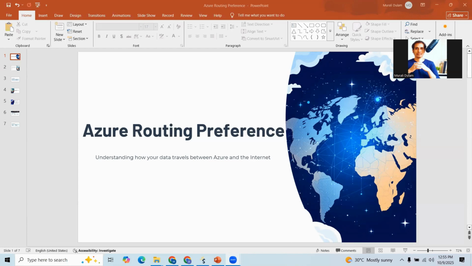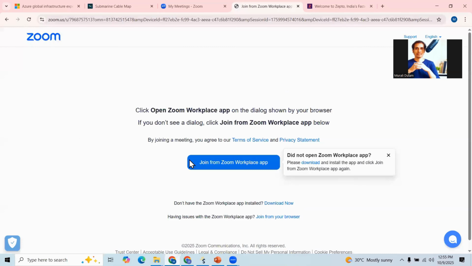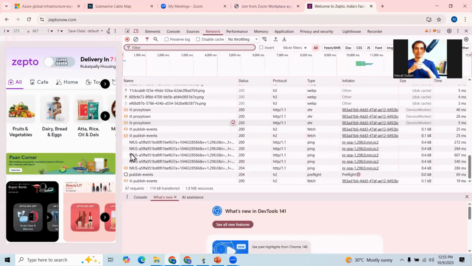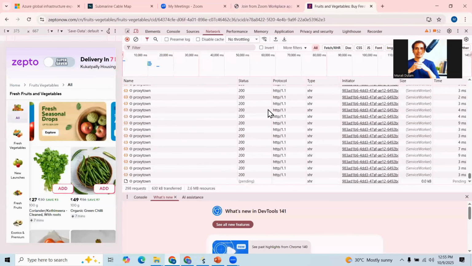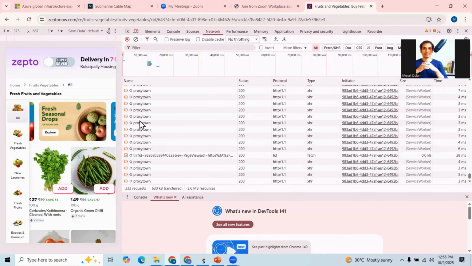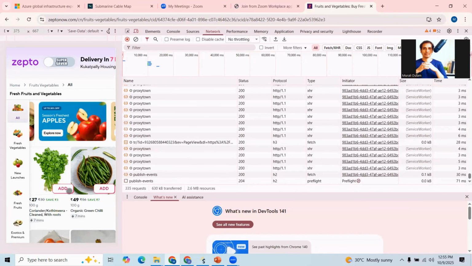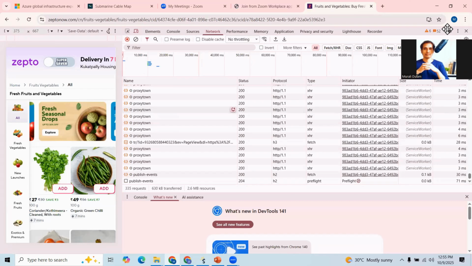Whenever we are trying to access any application, for example, we are trying to access the Zepto application. If you access these products, you can see the backend from a networking point of view. Indirectly we are accessing images, videos, and so on. You can see the protocol, the file size, as well as the timestamp.